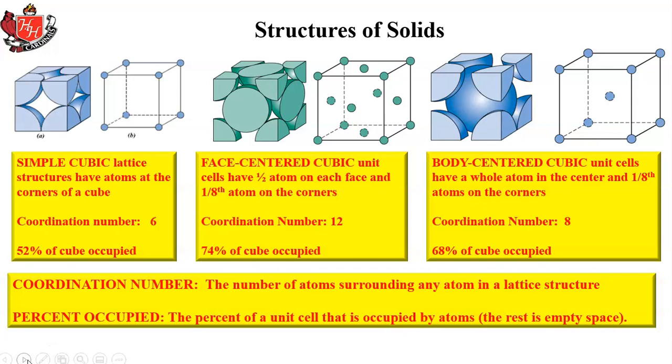And finally, we go back to the body-centered cubic. Those unit cells have a whole atom in the center and 1/8 of atoms on the corners. So you can see from that, as we did earlier, that the coordination number is 8 for that. And about 68% of that cube is occupied with those atoms or partial atoms, and the other 32% is just empty space.